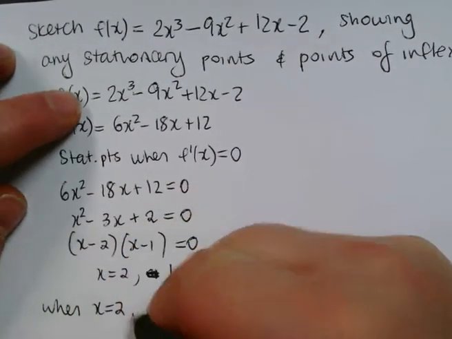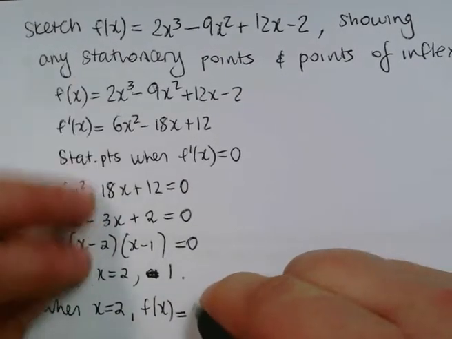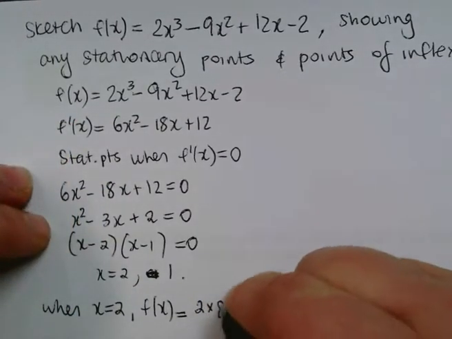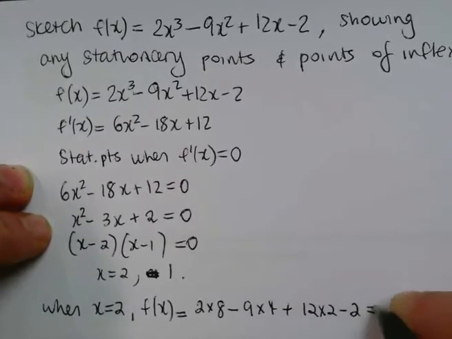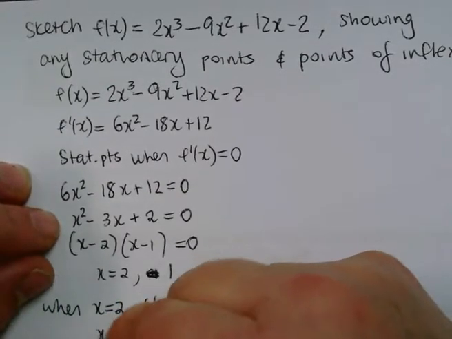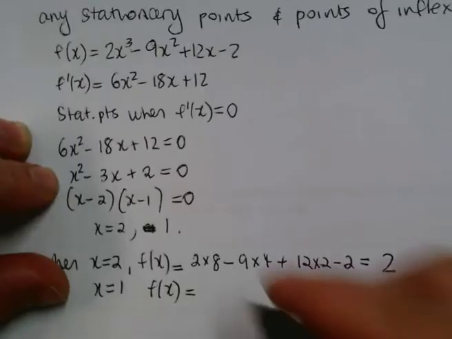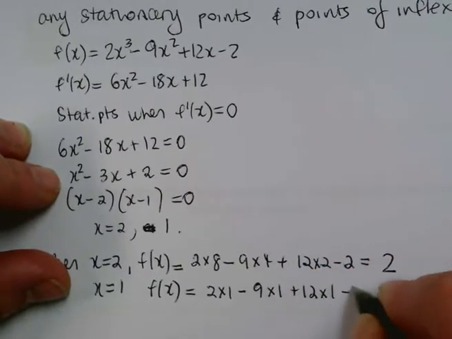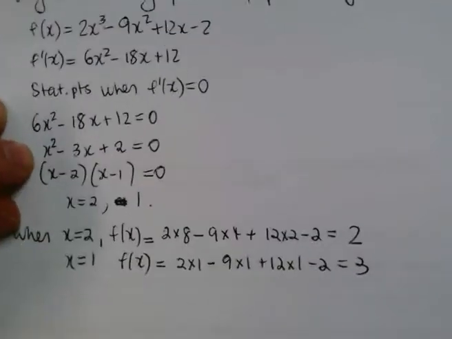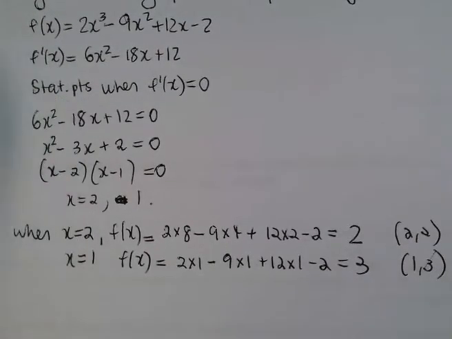When x is 2, I think we worked out the function of x was 2 times 8 minus 9 times 4 plus 12 times 2 minus 2. I think I got 2. And when x was 1, we already worked out that the function of x is 2 times 1 minus 9 times 1 plus 12 times 1 minus 2, which is 3. So we know that we've got a stationary point at the point 2, 2 and the point 1, 3. But now we have to determine their nature.